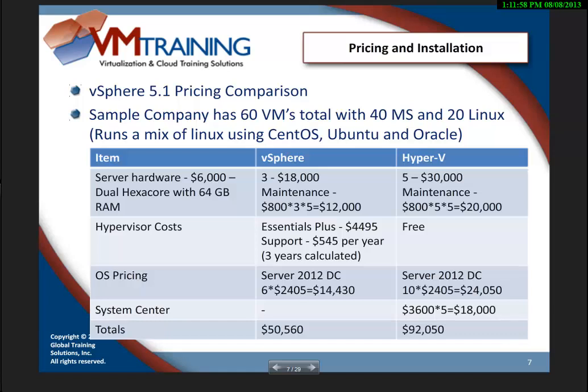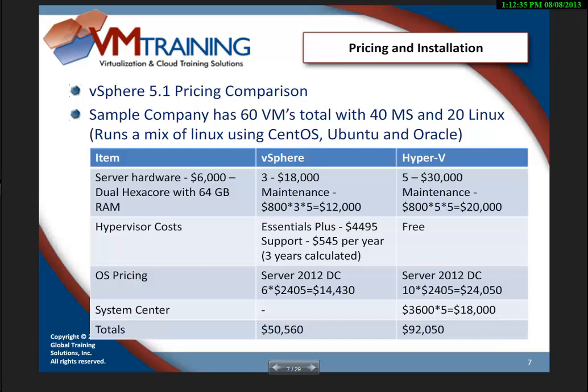So when we were looking at pricing this out, because Hyper-V doesn't do memory sharing between Linux boxes the same way that VMware does, we were going to need a little bit more hardware for the Hyper-V side than we were with the VMware side. So I got them some cheap servers. This is on the low end here. We were looking at dual hexa-core boxes with 64 gigs of RAM, about $6,000 a box. So with vSphere, we figured we could use about 3 servers. Hyper-V, it would take about 5. So you see the numbers there, just 3 times 6,000, 5 times 6,000.